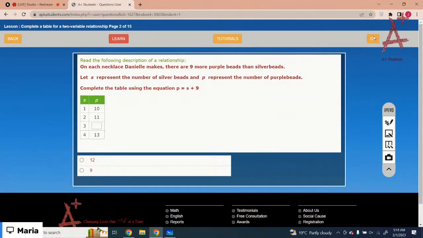Okay, the next one is on each necklace Daniel makes, there are 9 more purple beads than silver beads. Let S represent the number of silver beads and P represent the number of purple beads. Complete the table using the equation.